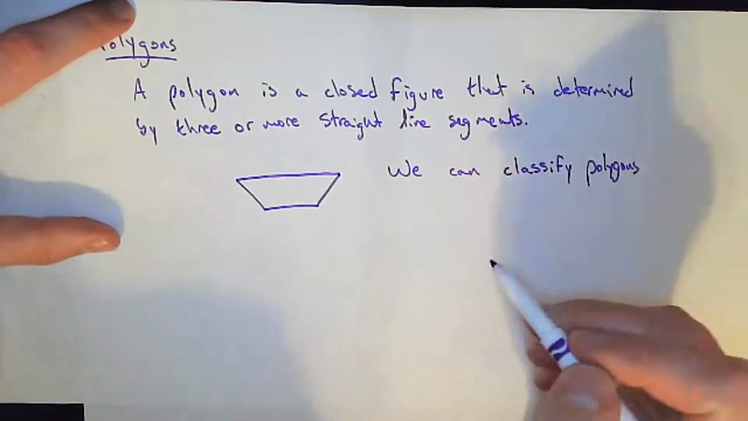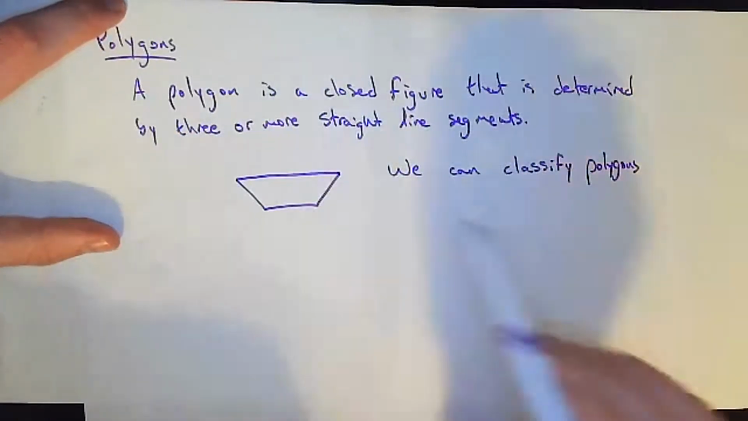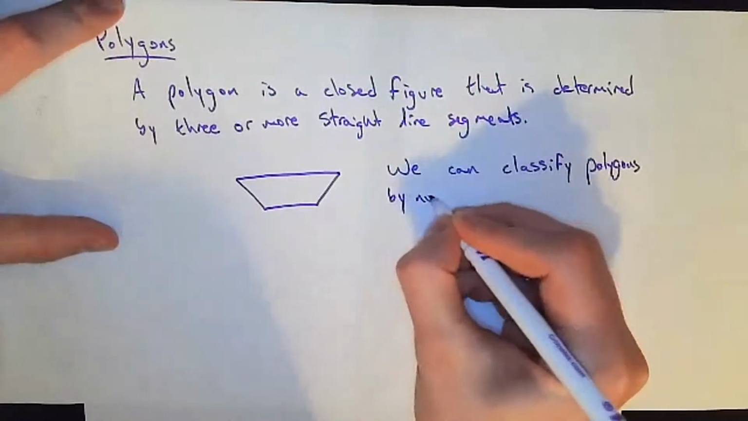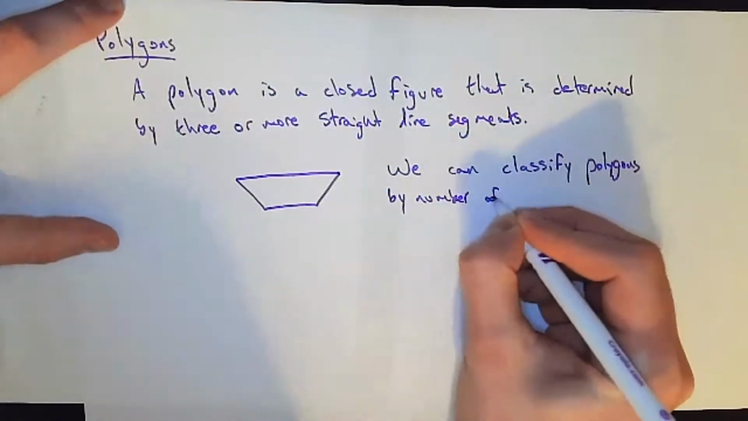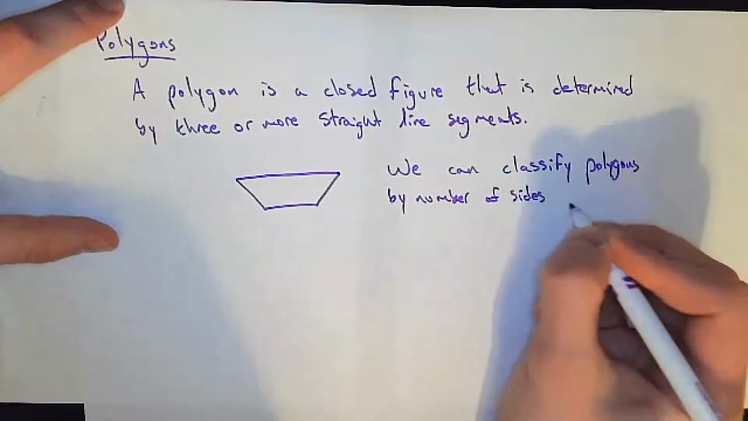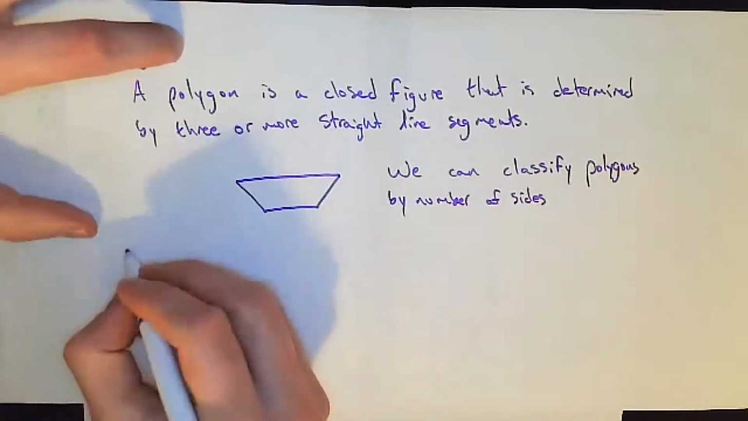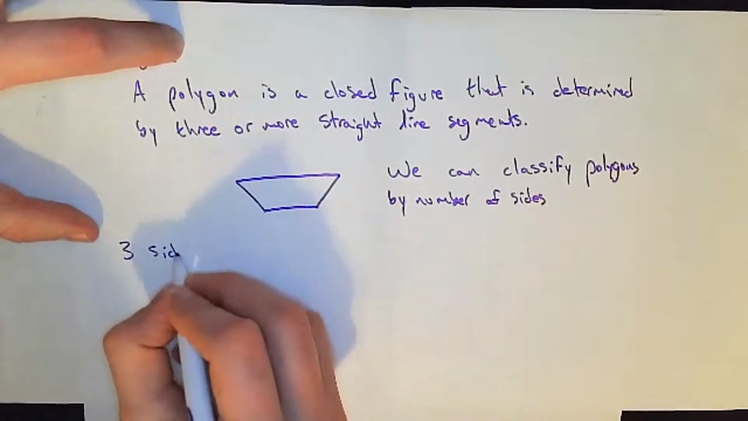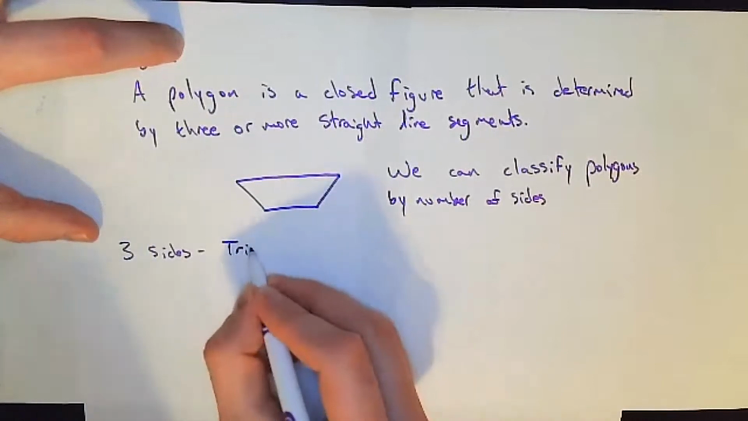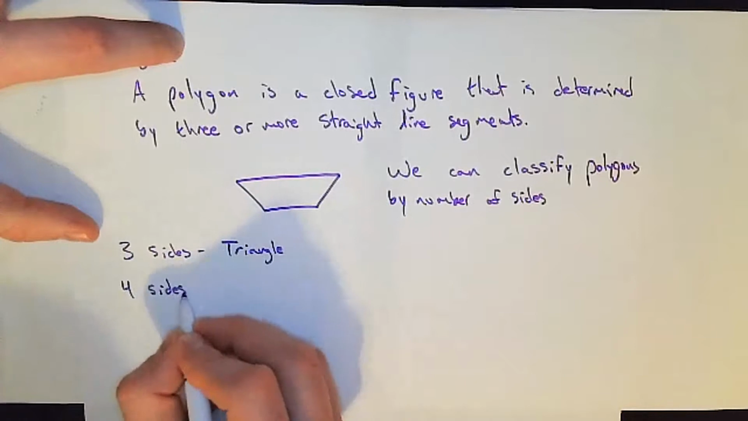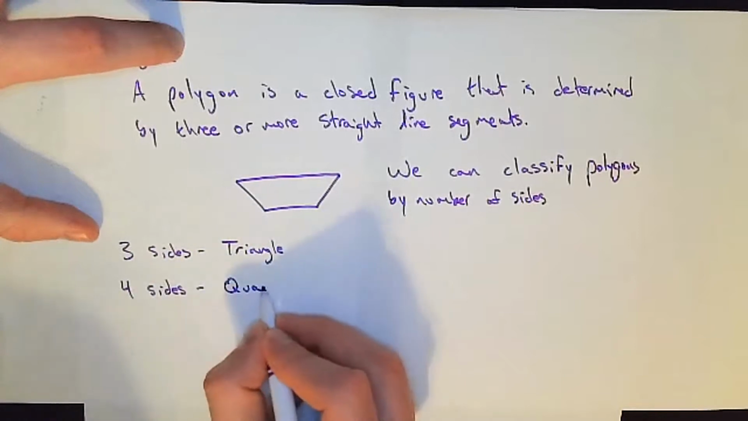So clearly a circle is not falling into this category. A circle is not a polygon. We can classify polygons by number of sides. Let's do a few. I'm not going to go too far, but 3 sides is a triangle. 4 sides, quadrilateral.